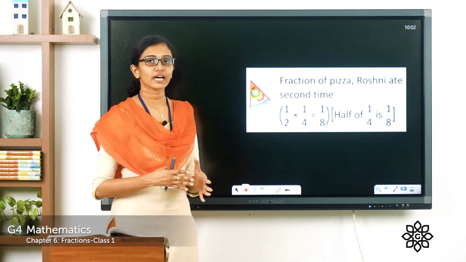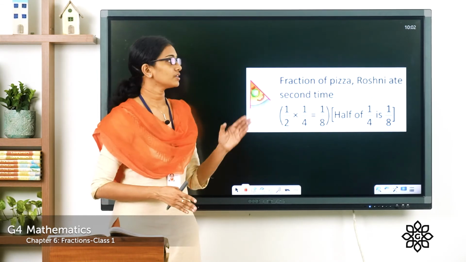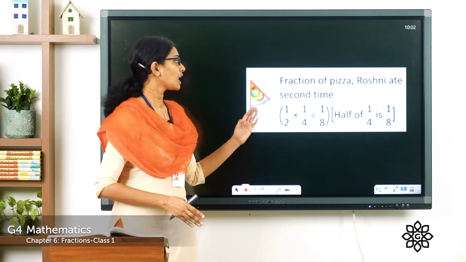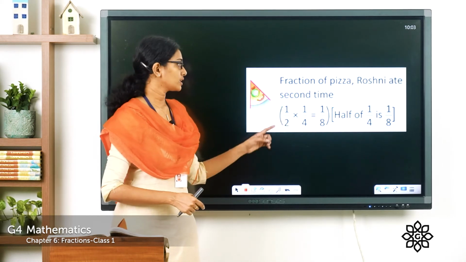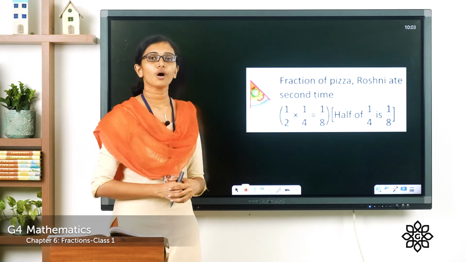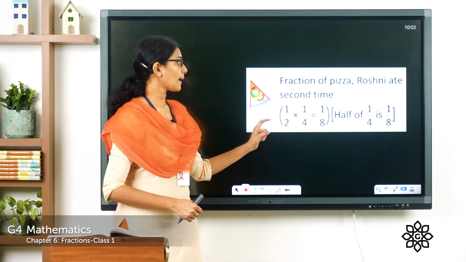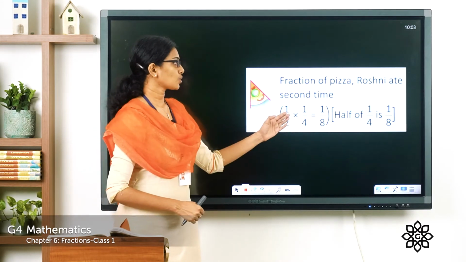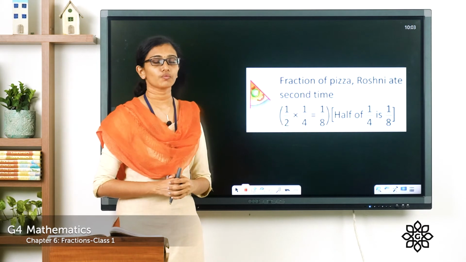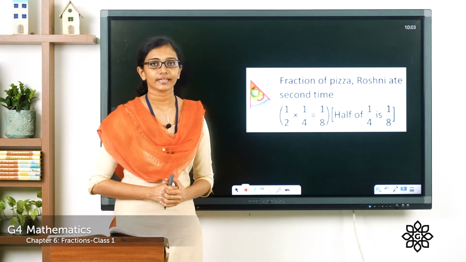So how do you take the fraction in the second case? Fraction of pizza Roshni ate the second time is half of that 1 by 4 which was left over by Samir. So it is 1 by 2 into 1 by 4, that is equal to 1 into 1 is 1, 2 into 4 is 8. So half of 1 by 4, or 1/4, is 1 by 8, or 1/8.